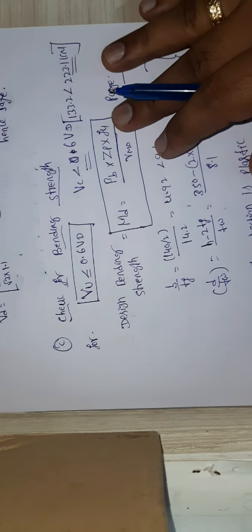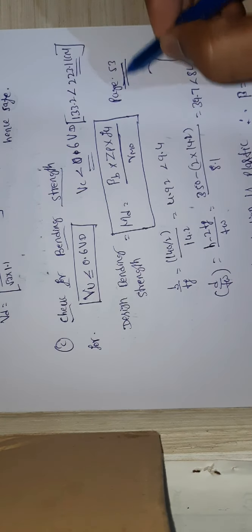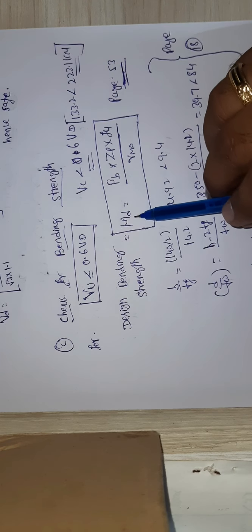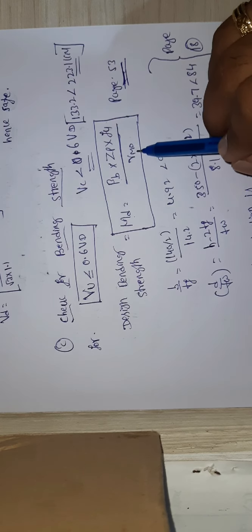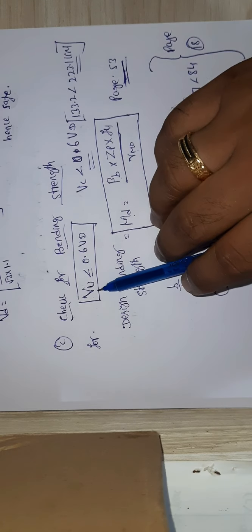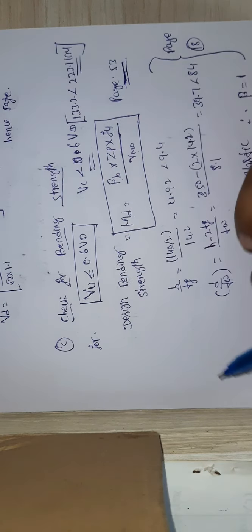Now let's go for the check for bending. On page number 53, I have the formula: MD equals beta B into ZP into Fy by gamma m0. Please remember, this is for VU lesser than 0.6 VD, where VD is the design shear strength.